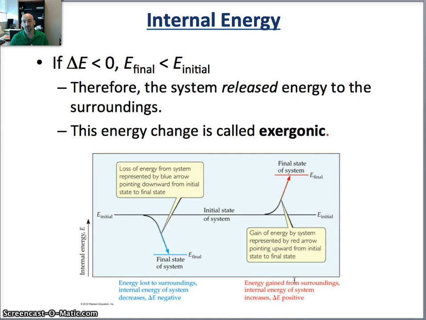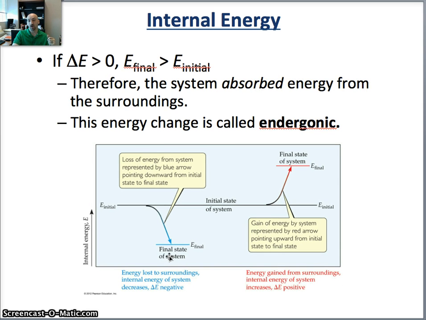Well, if this change in internal energy is less than 0, which means the E final is less than E initial, then the system is releasing energy to the surroundings. This energy change is called exergonic. If this delta E is positive, which means E final is greater than E initial, the system then absorbs energy from the surroundings, so it's taking it from the surroundings, and this energy change is called endergonic.